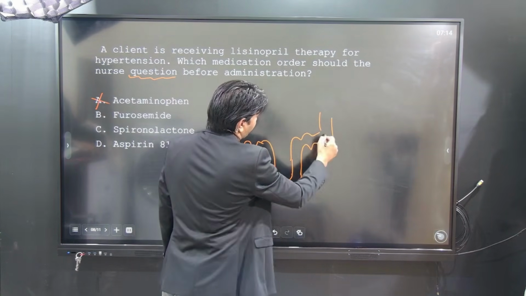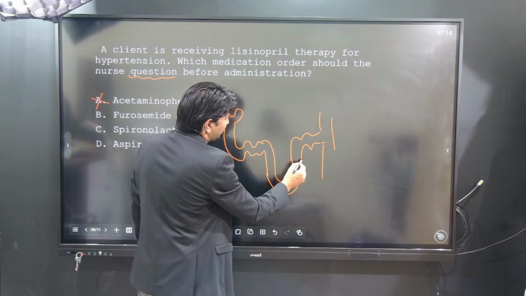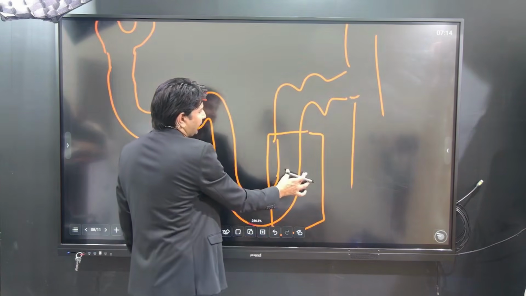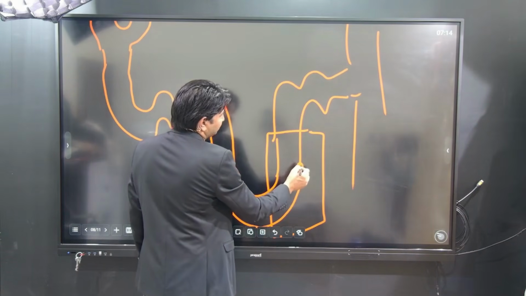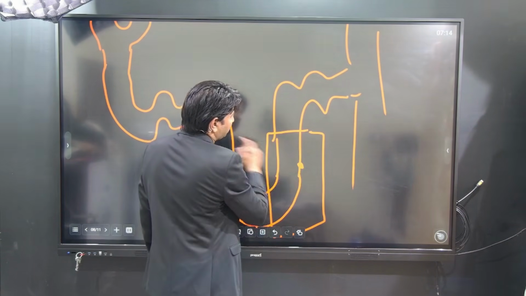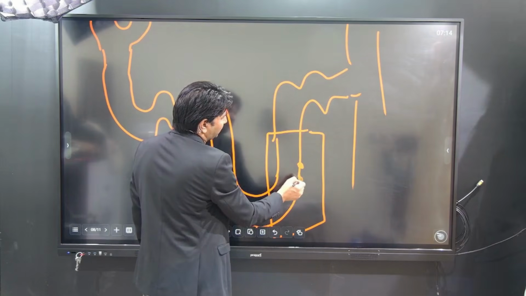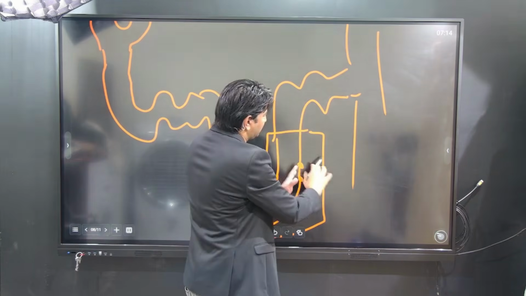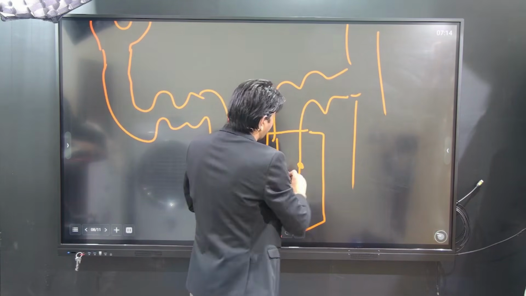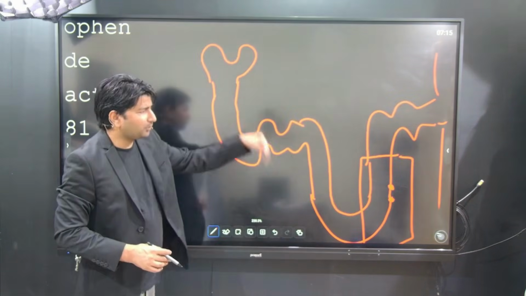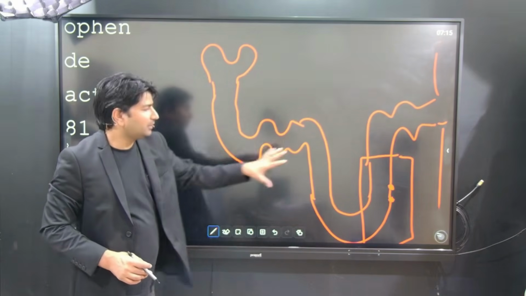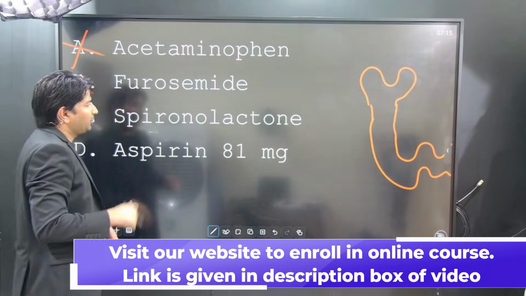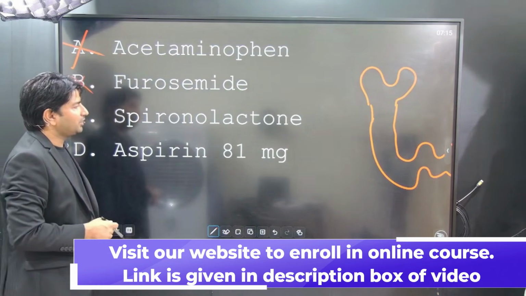This is the nephron, and here's the loop of Henle, and furosemide acts on this part of the loop, specifically the ascending limb. And right here are the potassium and sodium channels. Furosemide blocks them, and if both channels are blocked, it means any sodium in the filtrate won't be reabsorbed into the blood and will be excreted from the body. The potassium channel is also blocked, so the potassium will be lost in the urine. This means there's no chance of hyperkalemia. So this is incorrect because we need to find the drug that increases potassium levels in the blood.